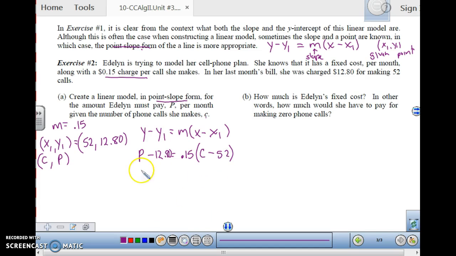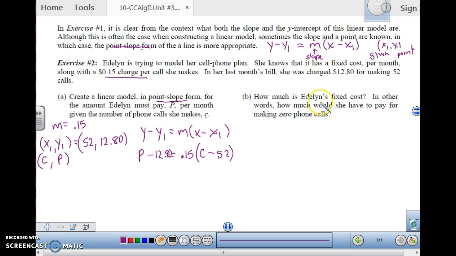And there we go. Now, if you want, you can solve this as Y equals MX plus B by just distributing through and then solving for P. Or in this case, it'd be P equals MC plus B. But it works. You can leave it in this form. It's just fine.